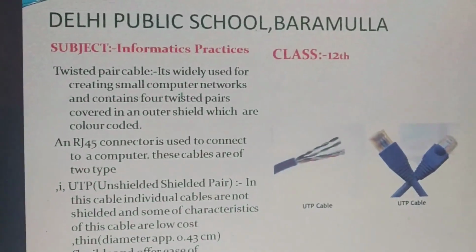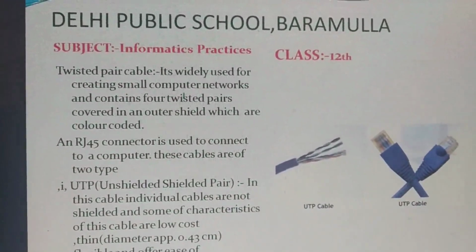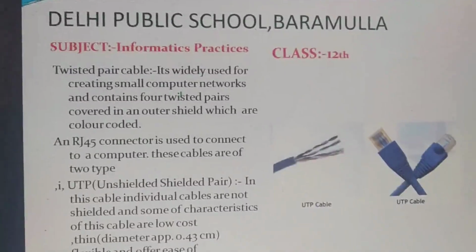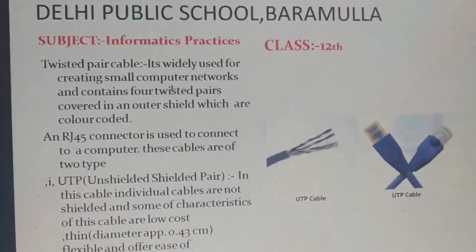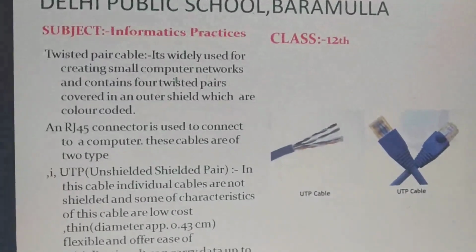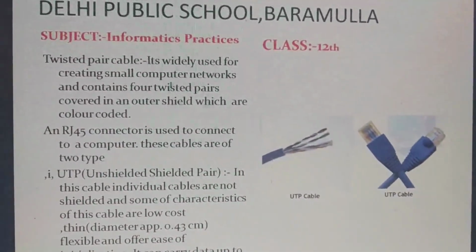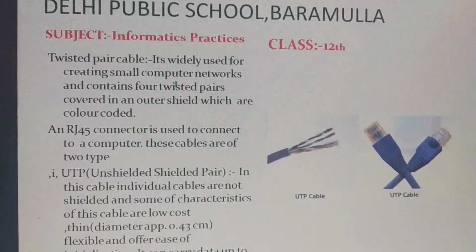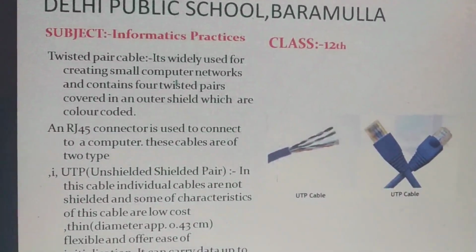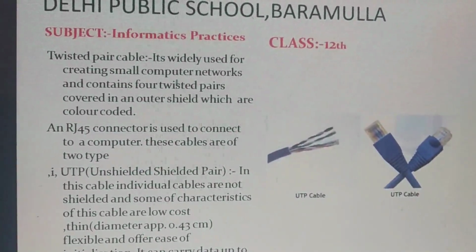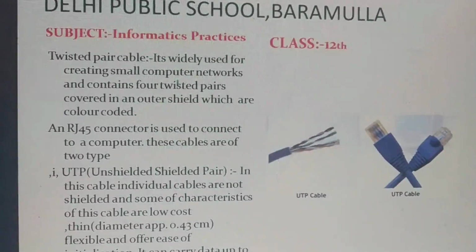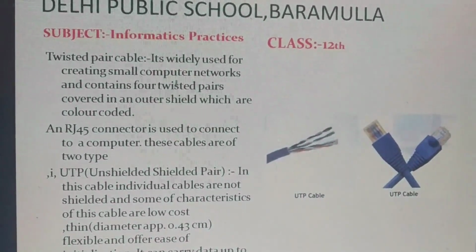What do you mean by small computer network? A small computer network can be within a room or within a building. Like we have in our school, we have 2 labs in our school. So this can be considered as a small network. The cables used in small networks contain 4 twisted pairs.